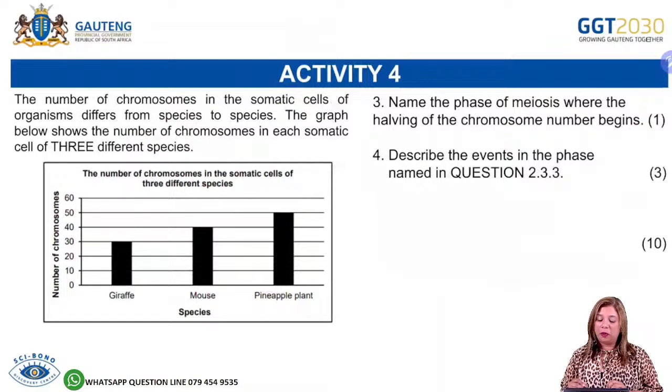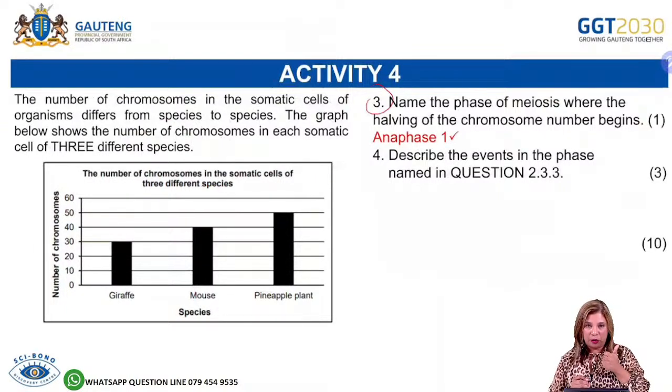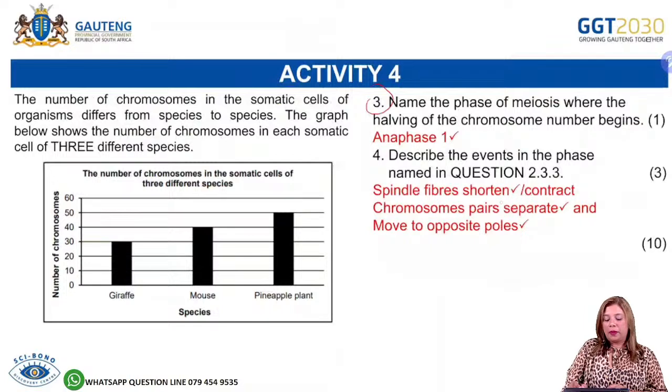Name the phase of meiosis where the halving of the chromosome number begins. We will remember that when they move away and they're halved, it would be anaphase, isn't it? So it's anaphase 1. Describe the events of the phase mentioned in the previous question, number 3. Anaphase, remember we said the spindle fibers shorten, the whole chromosomes are pulled towards opposite poles, and the chromosome pairs separate, and that is going to be for 3 marks.